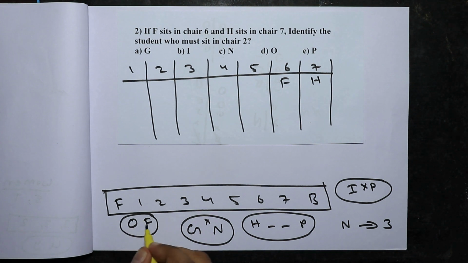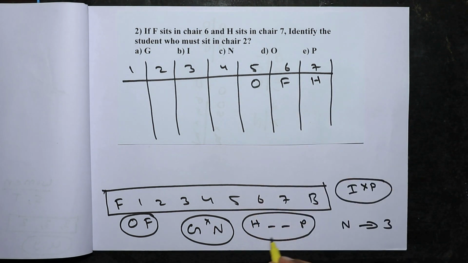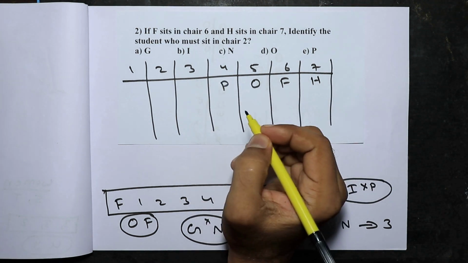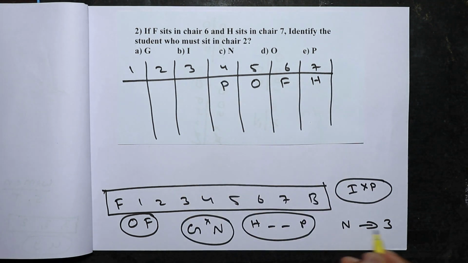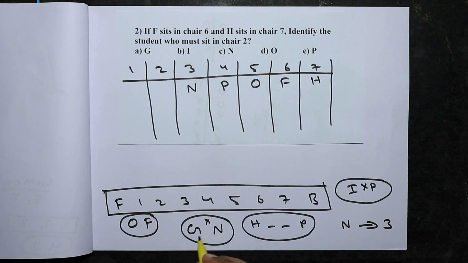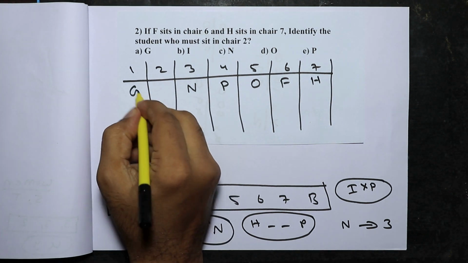O and F should be in adjacent chairs. It should be O and F in this order. So O has to be here. Now there has to be 2 chairs in between H and P. H is here, so 2 chairs here and this has to be P. Further N has to be in 3. So N has to be here. We know that G and N cannot be in adjacent chairs. So this cannot be G, so this has to be G.